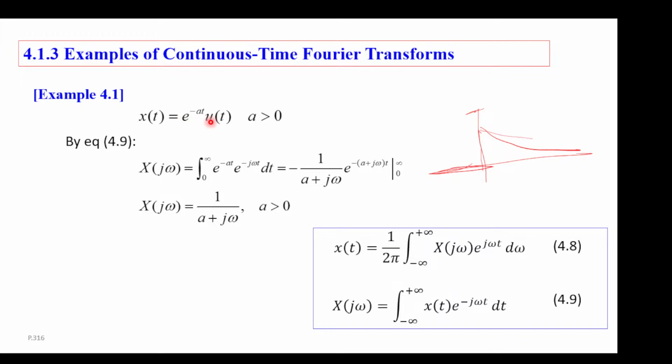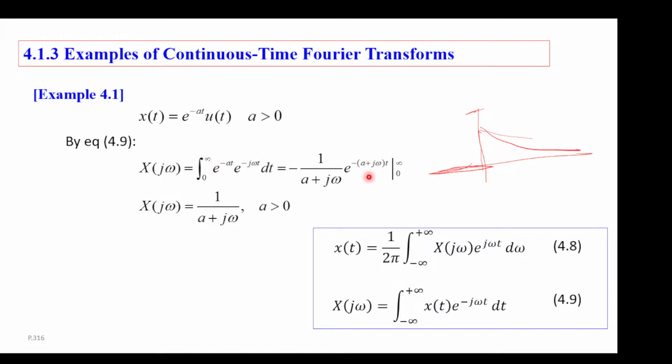We start with this exponential decay function: x of t equals e to the minus a t times u of t. So it is cut off at t equals 0, and then we have this exponential decay, where a is some positive real number, so it's actually decaying. So what's our Fourier transform for x of t? We do the integration: we take this x of t, multiply by e to the minus j omega t, and integrate. Because it is cut off at 0, the integration is from 0 to plus infinity.